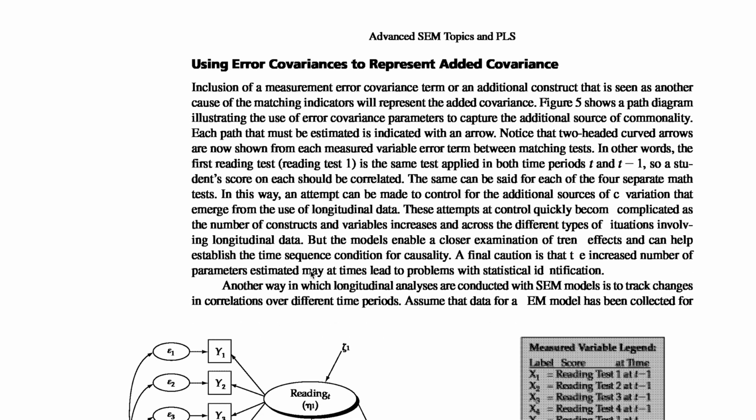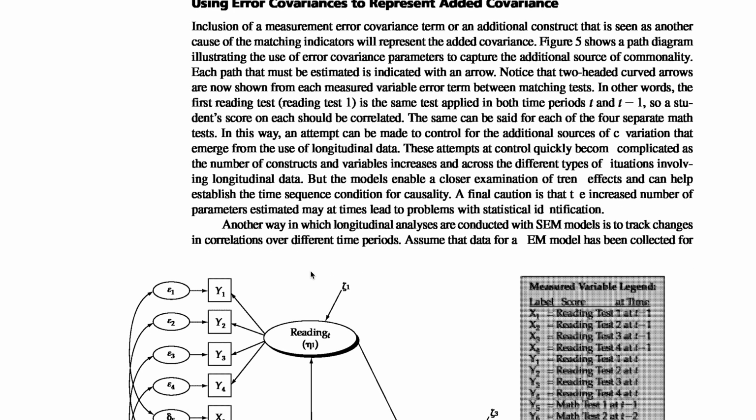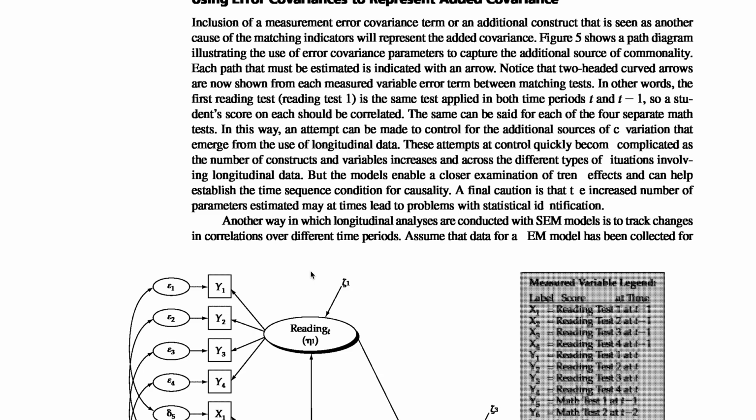Let's talk about using error covariance to represent the added covariance, including a measurement error covariance term, or adding a construct that is seen as another cause of the matching indicators, which will represent added covariance. Figure 5 shows a path diagram illustrating the use of the error covariance parameter to capture the additional sources of commonality. Each path that must be estimated is indicated with an arrow.